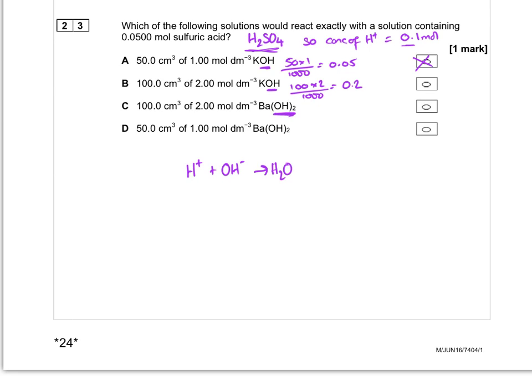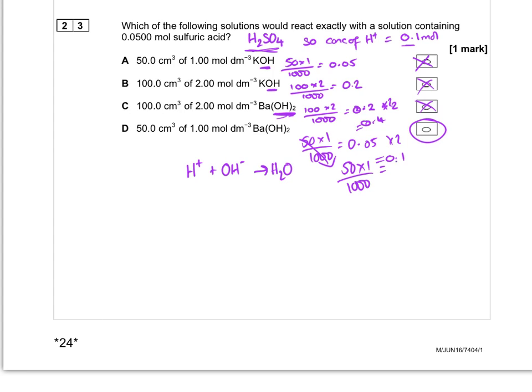This one is going to give me 2 hydroxide ions every time I put 1 mole of barium hydroxide into water. So I've got 100 times 2 divided by 1000, which is 0.2. And because we had 2 moles, we can times that answer by 2, so that's 0.4. So it's not that one either. Let's have a look at this one down here. So we've got 50 times 1 divided by 1000, which is 0.05. But again, we're going to get 2 hydroxides for every one barium hydroxide. So we can times that by 2, which is 0.01. So D is the correct answer.